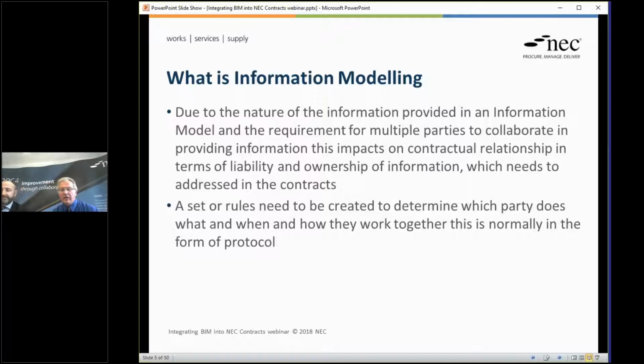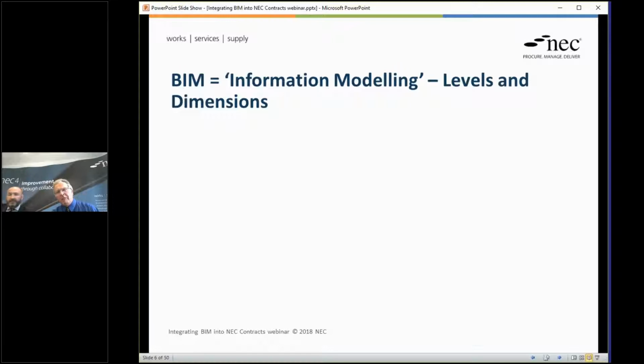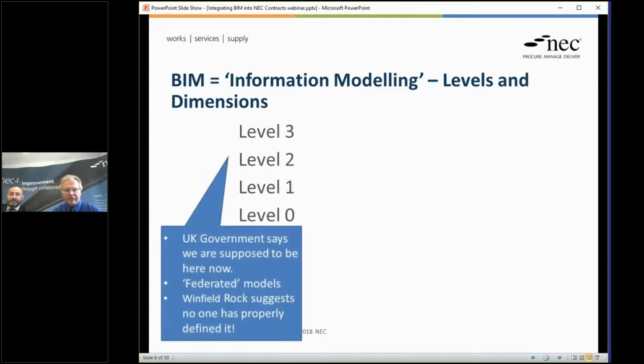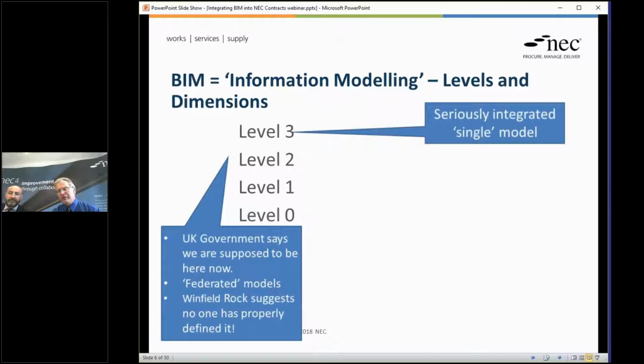Moving on, BIM at a very high level. Most of you will be aware of this. The government has set out 4 levels of BIM. We're supposed to be at level 2, which is effectively federated separate models. Interestingly, if you read through the recent Winfield Rock report, a very good report on the status of BIM, it suggests that nobody's really properly defined what it is, which is quite ironic. What we're moving towards is a seriously integrated model, which may lead to even further tweaks and changes in the way that we do our contractual interface with BIM.